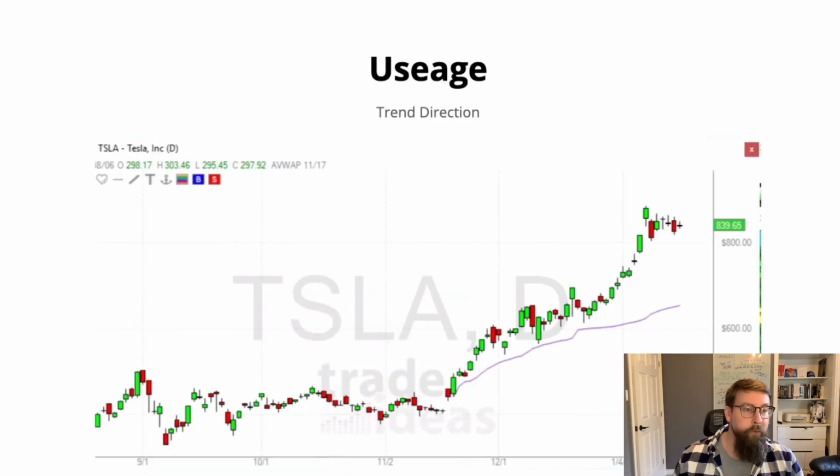So, usage: trend direction. Just like we talked about with the VWAP, a lot of traders will say, I will not buy a stock if I'm below the VWAP for a longer period of time, and I will not short the stock if I'm above the VWAP. I'm going to trade in the direction of where the overall people for the time frame I'm looking at are happy. If the buyers are happy, I'm going to stay long. If the sellers are happy, I'm going to short.